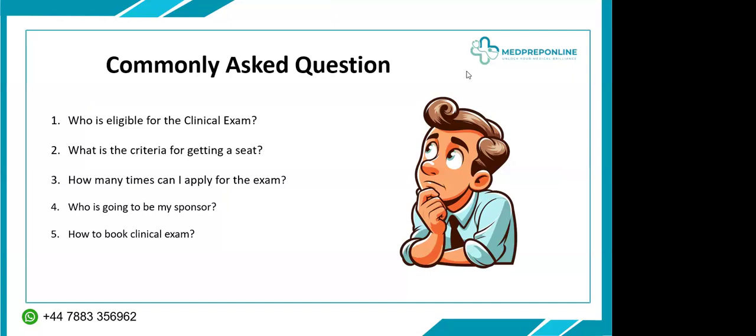Who is eligible for this clinical exam? Anyone who has given all three parts of the theory, the FOP, TAS, and AKP, and has passed all of them, is eligible to appear in the clinical exam.